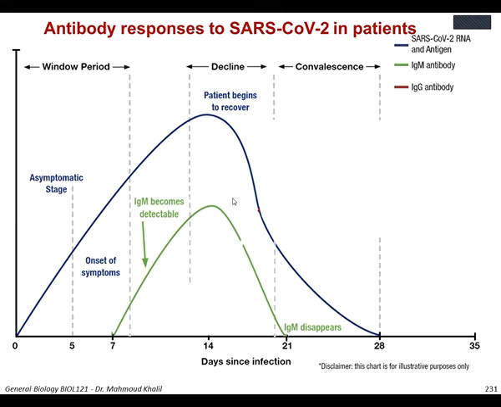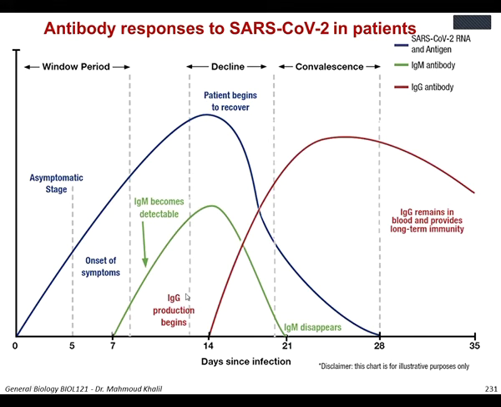But not only IgM helps in the recovery of the patient, there is another important antibody, which is IgG. Its production begins at day 14. You can see that as IgM declines, the IgG begins production, and it provides another, longer term immunity. And you can see it stays constant for a longer period of time, up till 35 days.